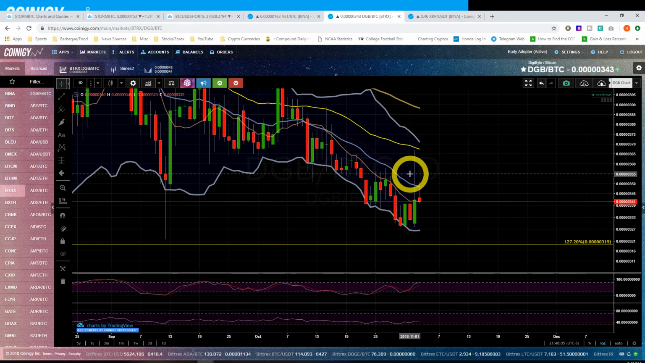Now, if they break those, that's the only thing, you have to combine things. Where is the resistance? Where is the support? Where's the fib? If it breaks a fib and goes below the Bollinger Band, it's going to make a huge move down or a huge move up, and it's going to hit the next fib.